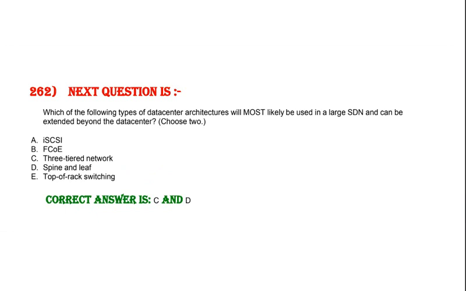Question is, which of the following types of data center architectures will most likely be used in a large SDN and can be extended beyond the data center? Choose two options. Option A, iSCSI. Option B, FCoE. Option C, three-tiered network. Option D, spine and leaf. Option E, top of rack switching. Correct answer is option C and option D.